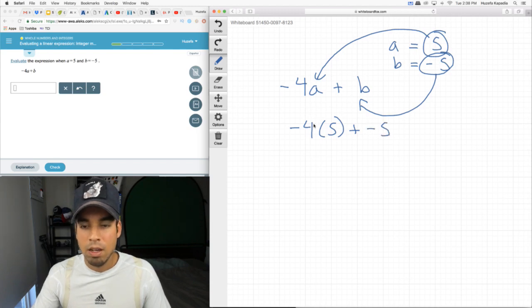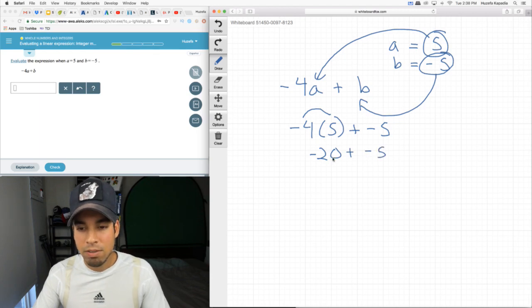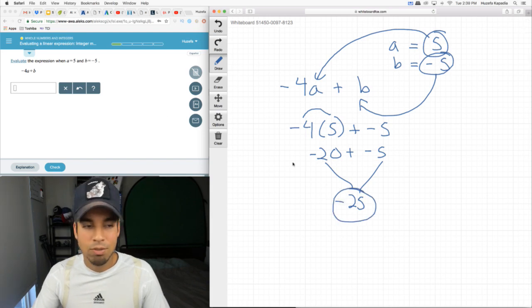Okay. So now let's do the multiplication first. Negative times a positive. Negative infects the positive, so the final answer becomes negative. 4 times 5 is 20. Plus -5, same team, so we add them together and we get 25. But since they're both negative, it becomes a -25.